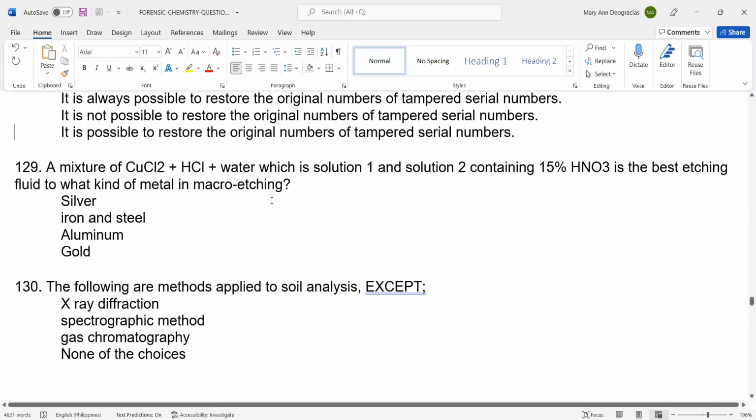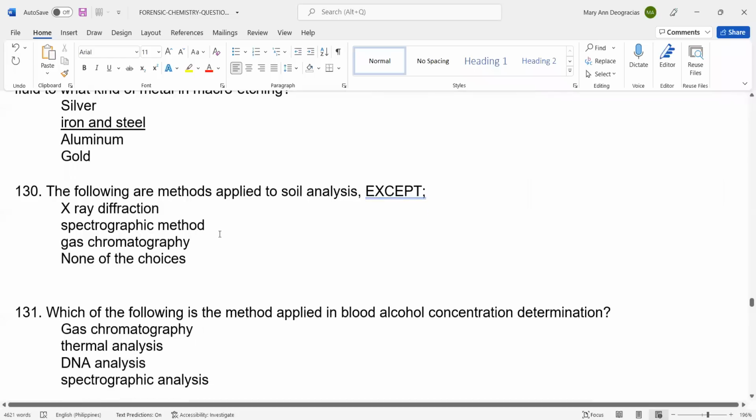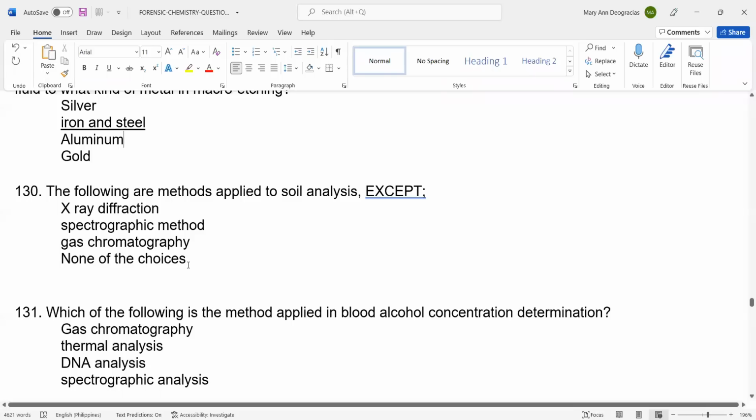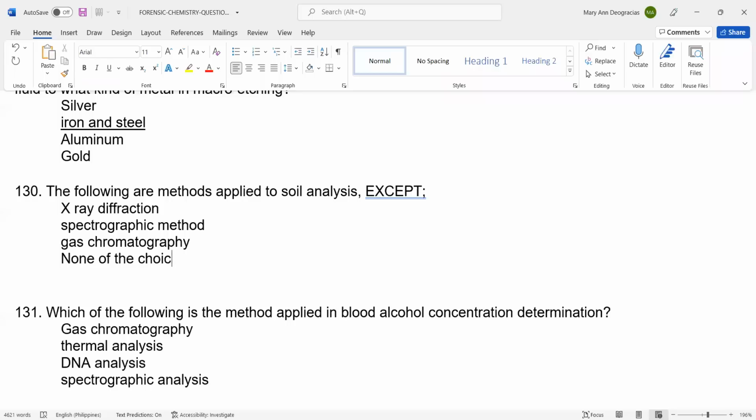129. Okay, iron still nabaliktad lang yung question kanina. The following are methods applied to soil analysis. A, X-ray diffraction. B, spectrographic. C, gas chromatography. And then letter D, none of the choices. Palitan ko to. Palitan ko ng density gradient analysis. Para hindi nyo na anuhin yan. Paano pag may none of the choices? Hindi nyo pwedeng piliin yun kung ano. Density gradient analysis.